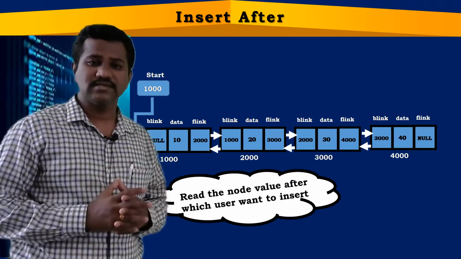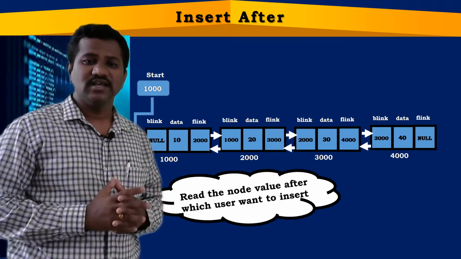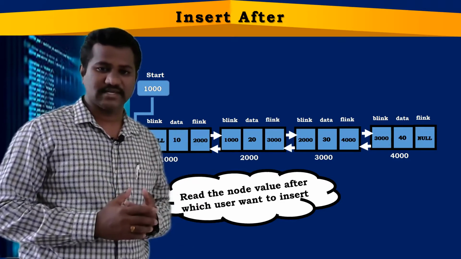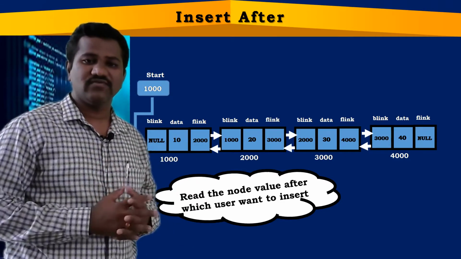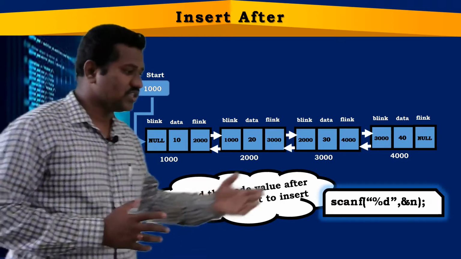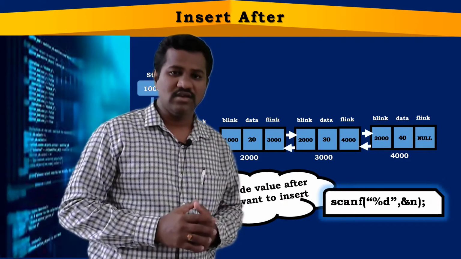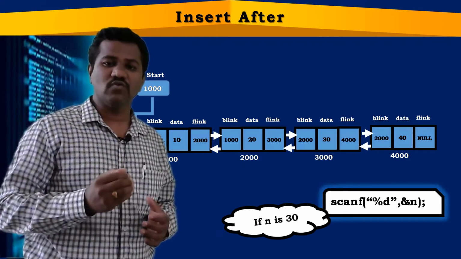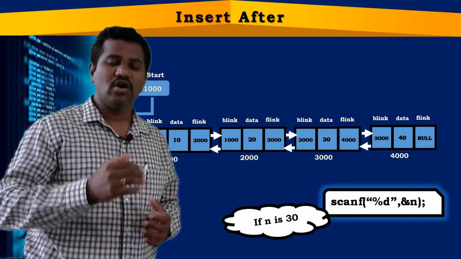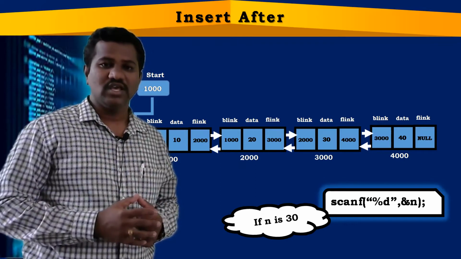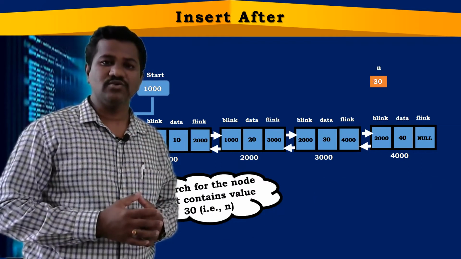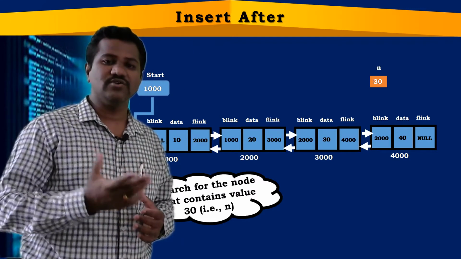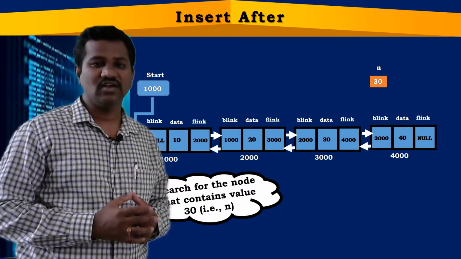If nodes exist in the list, then we need to ask the user to enter after which node they want to insert. With the help of scanf, we are accepting the data and storing that in n. Let us assume that the value of n is 30. That means the user wants to insert a new node after 30. If 30 exists in the list, then we need to create a new node and insert it after 30. If 30 does not exist, we need to give some message that no node exists with that value.